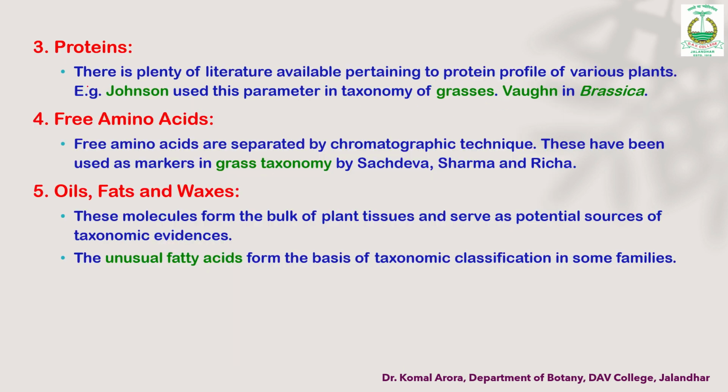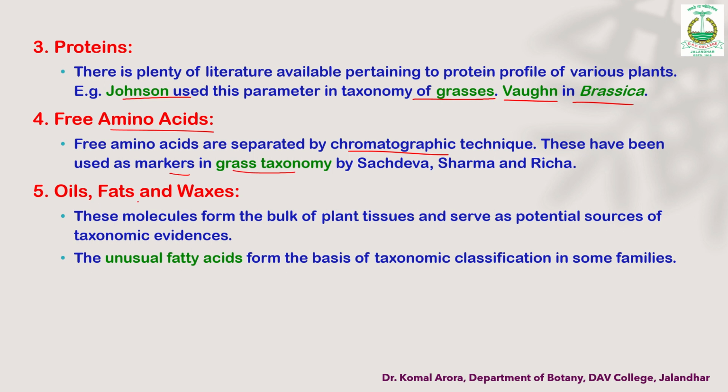Third is proteins. There is plenty of literature in the books and in research where you can see that protein profiling has been used as a parameter for taxonomy. Like Johnson used this for the taxonomy of grasses. Vaughan used this for Brassica species. Free amino acids are generally characterized by chromatography, and they have served as markers for grass taxonomy.